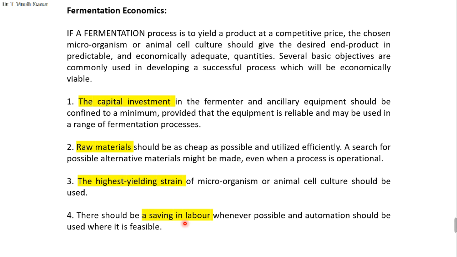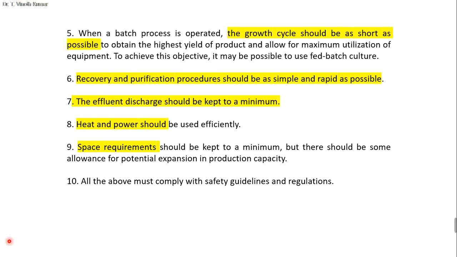So everything is perfectly controlled by the machine. So there is no manpower required. So similarly, you can try to save the labor in the fermentation. That will maybe give a better, economically viable product. And the fifth point is the growth cycle should be as short as possible.